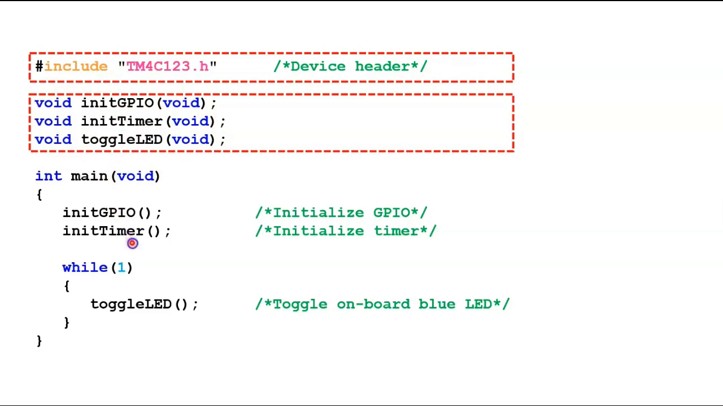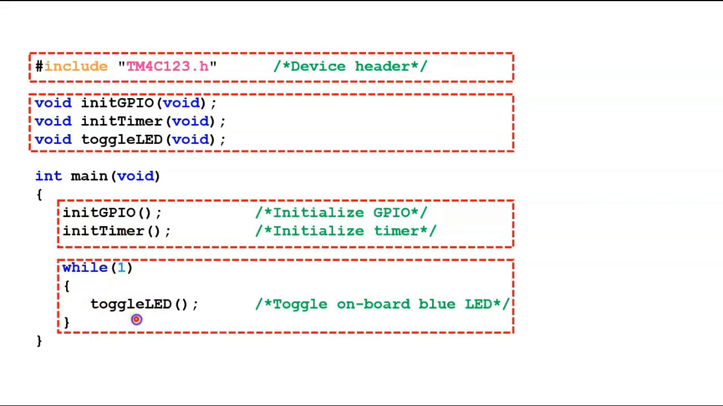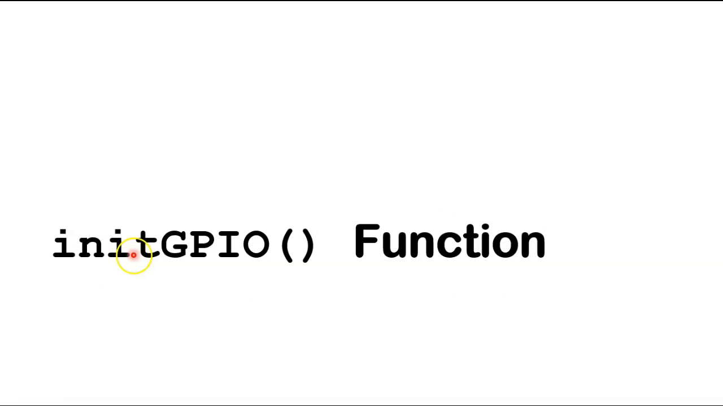And then when we come to the main part of the program, we initialize the GPIO using the init GPIO function. Then we initialize the timer using the init timer function. And then in the while loop here, we toggle the LED using this function here.